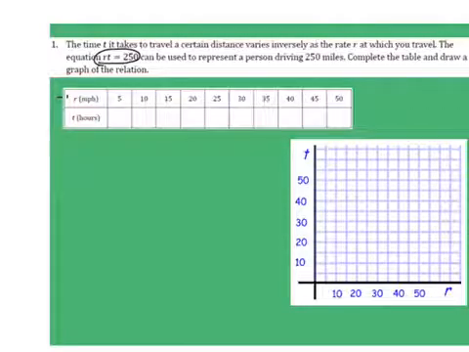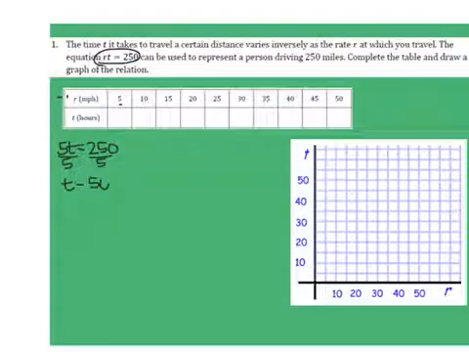First I have 5 going in for r. So 5 times t equals 250. I'm going to solve this by dividing by 5, and I get that t equals 50. So if I drive 5 miles per hour the entire way, it's going to take me 50 hours to go 250 miles. Now we're going to do that for 10.